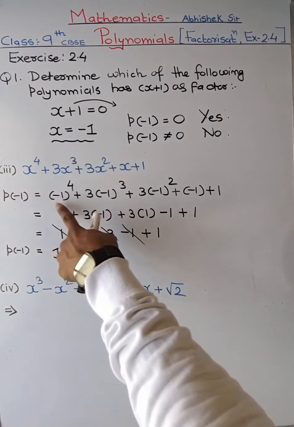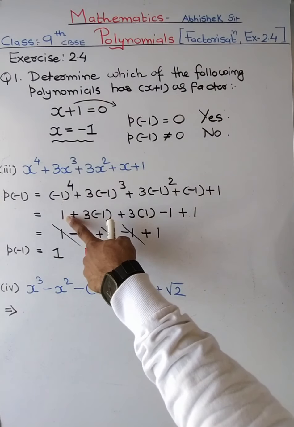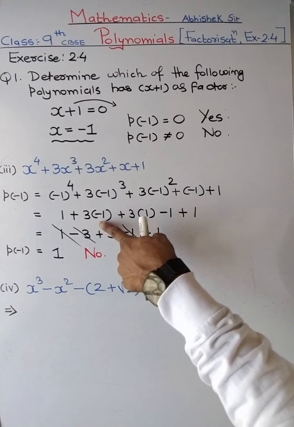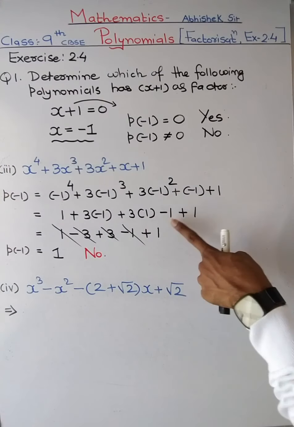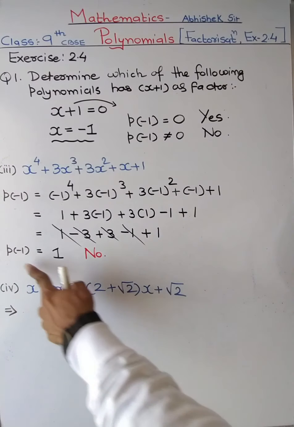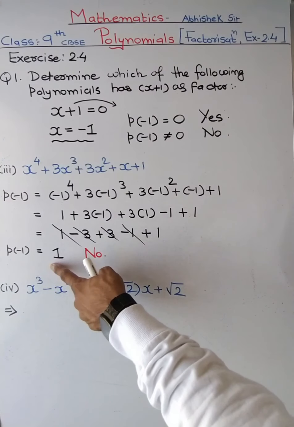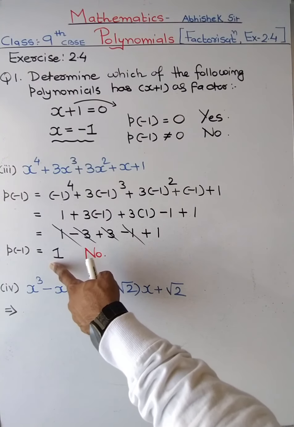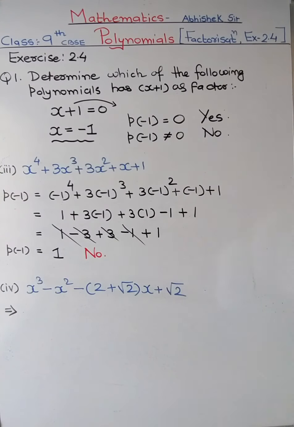What I did, I replaced x with minus 1. Minus 1 raised to 4 is plus 1. Then we have minus 1 raised to 3 as minus 1, minus 1 raised to 2 as plus 1, and so on. Ultimately, if you solve everything, you will get the answer plus 1. That is not 0. If it was 0, then only we can write yes, it is a factor. It is not 0, so we will write no, it is not a factor.